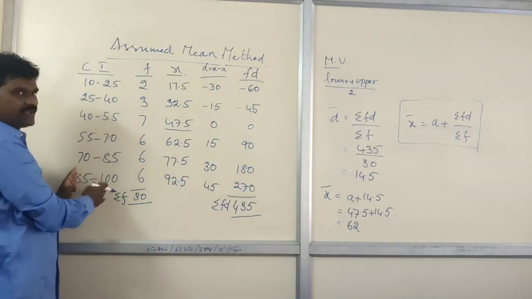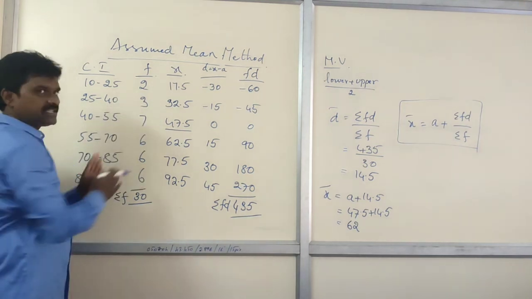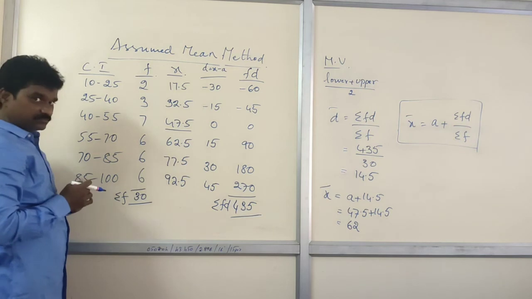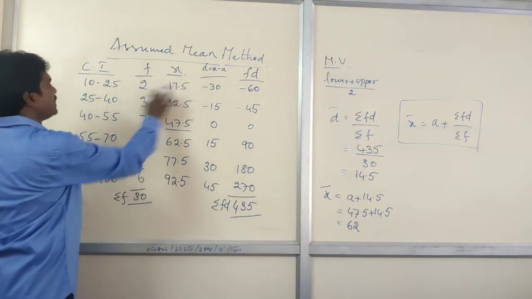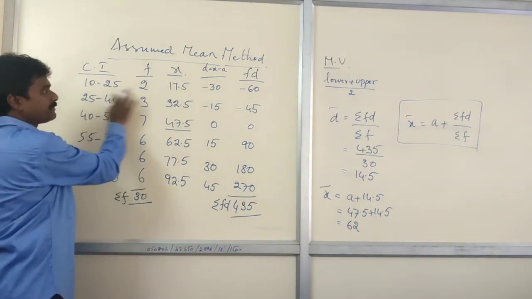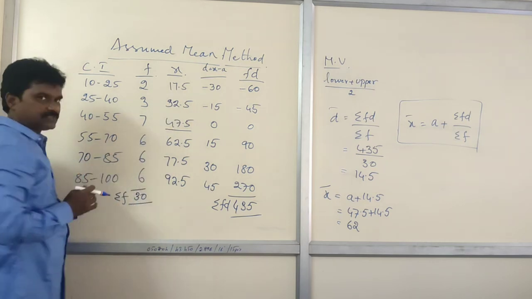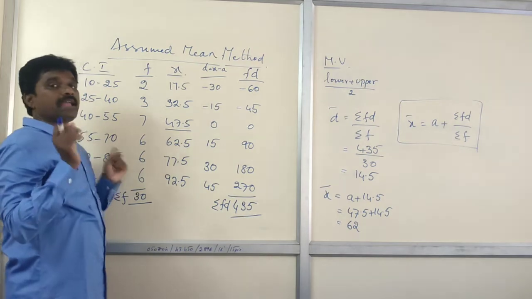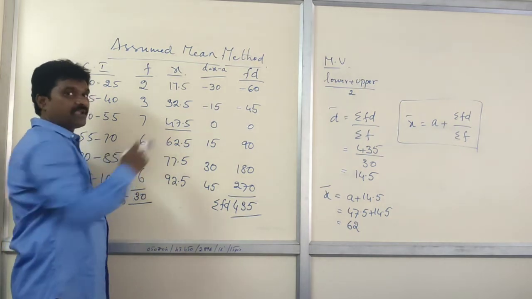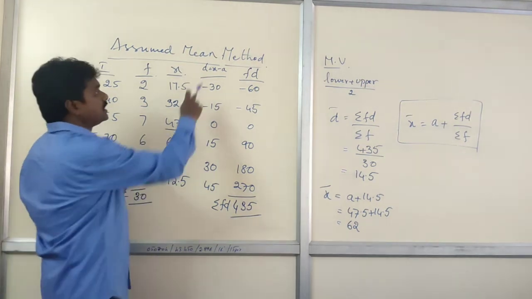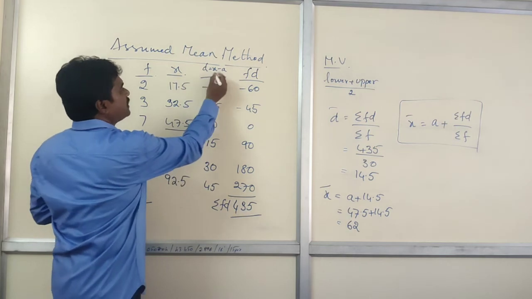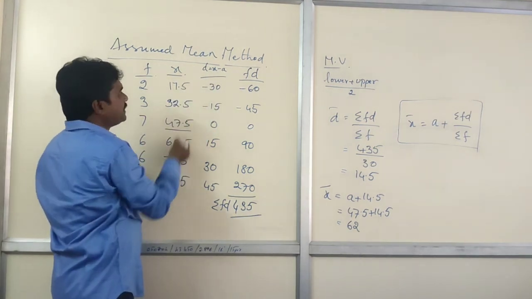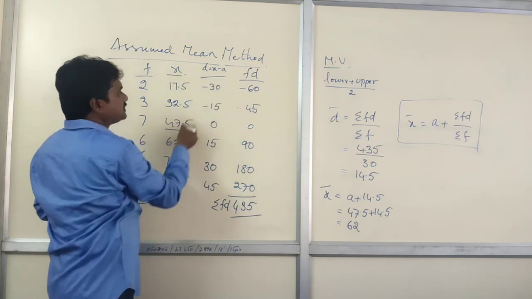From the class intervals and the frequencies, you calculate the mid values. How to calculate the mid values? Lower limit plus upper limit by 2, you will get this. From these mid values, you assume a mid value, 47.5. I have assumed that 47.5. Here x is the mid values and A is the assumed mean.